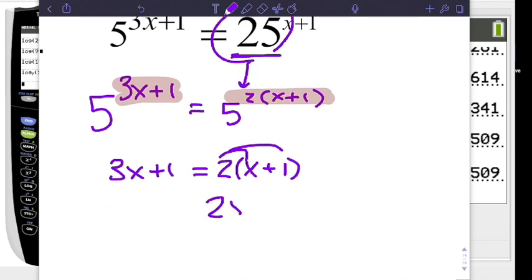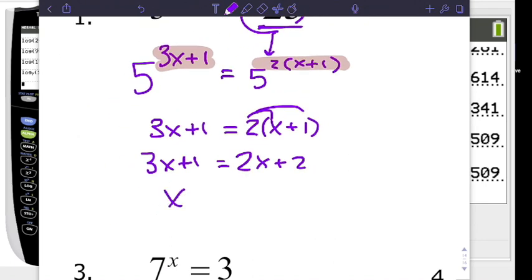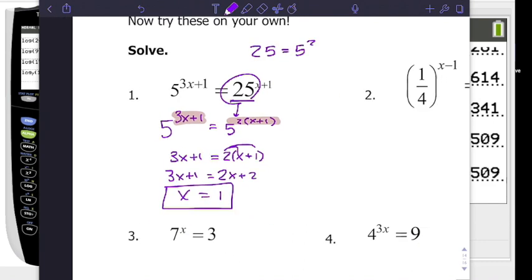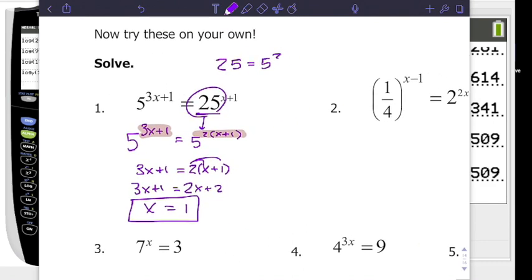Distribute. It'll be 2x plus 2, and I got 3x plus 1. I'm going to subtract over 2x, that'll get me x. I'm going to subtract 1, I'm going to get 1. And that is your answer.